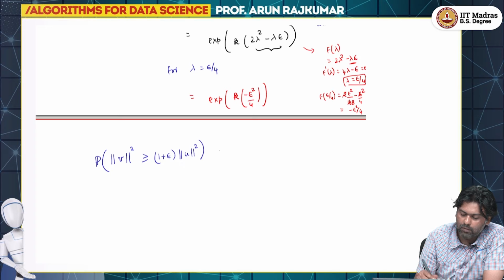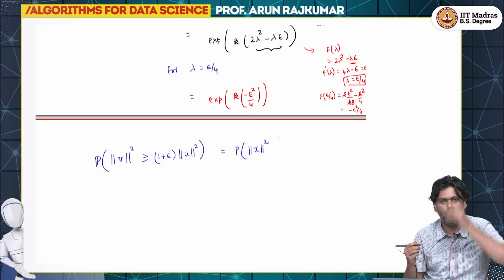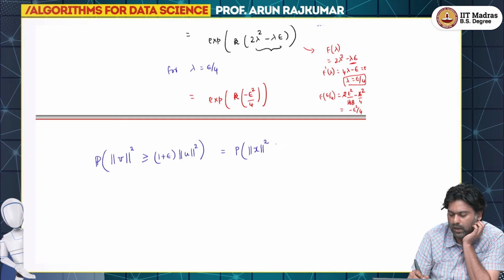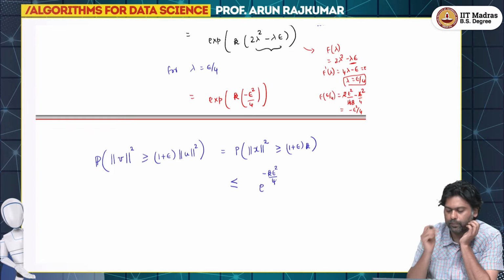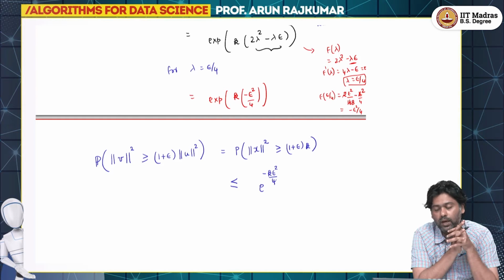So this was the bad event, and we said this is the same as the length of a standard normal Gaussian vector in k dimension being greater than 1 plus epsilon times k, and after all this we are saying that it is at most e power minus k epsilon squared by 4, which is a great thing, right?